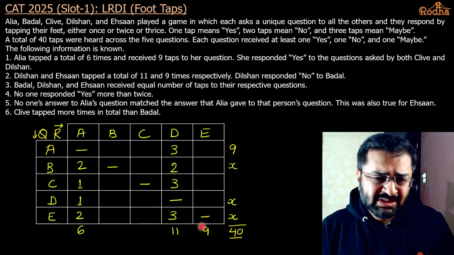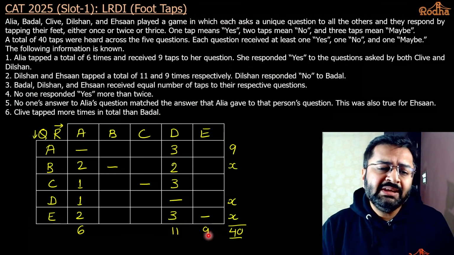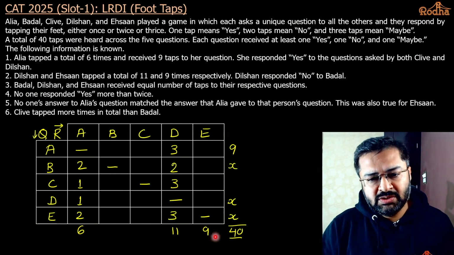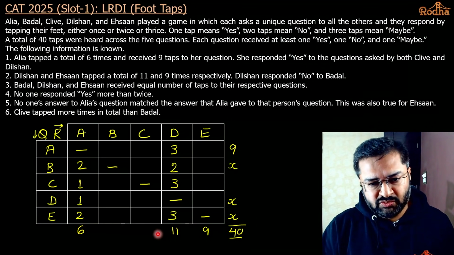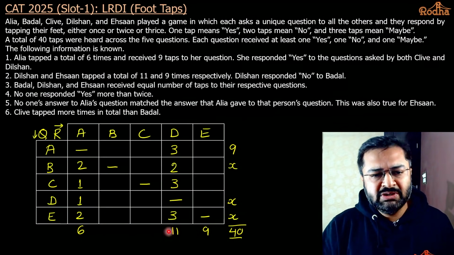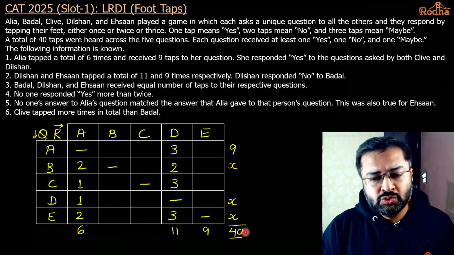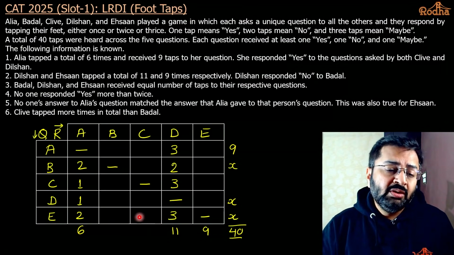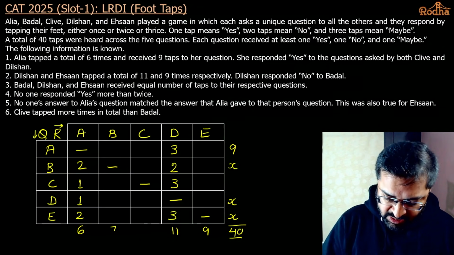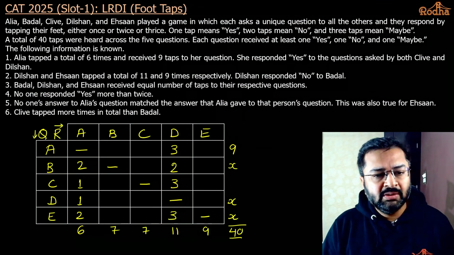Let's add them up. Let's see if we can get something. 11 plus 9 is 20. 20 plus 6 is 26. So what is left here? This is 40 in all, and these 5 numbers should add up to 40. Likewise, these 5 should add to 40. So 40 minus 26 would be 14. This is 14 and C is greater than B. If they were equal, they would be 7, 7, but they cannot be equal.